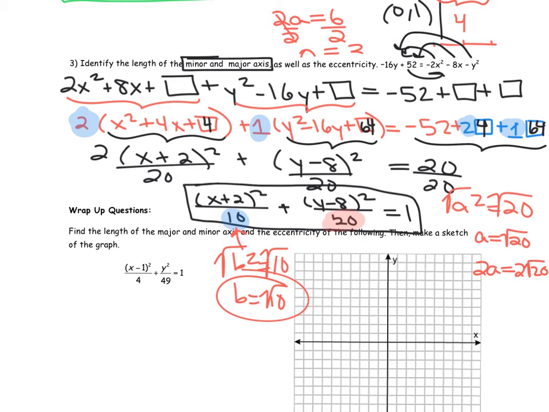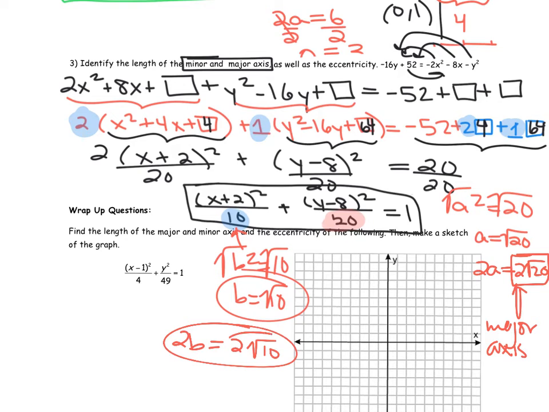All right, clean that up a little bit. So 2a equals 2 times the square root of 20. So that's the major axis. And then the minor axis is twice the square root of 10. So 2b will equal 2 times root 10. So this right here is my minor axis. So we can check that off. We entered the minor axis, we entered the major axis, and now we want to come up with the eccentricity.